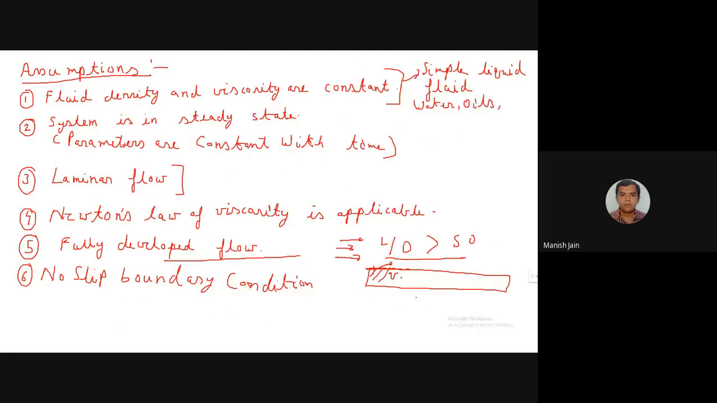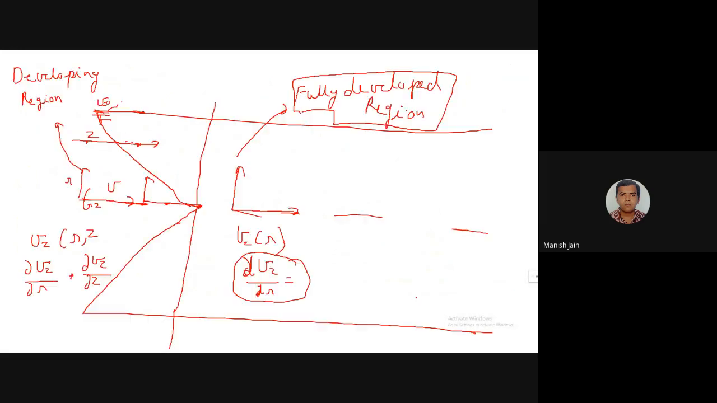So these are the 6 assumptions which are required to solve this problem. After taking these assumptions, now you can solve this problem very easily. Okay, now we will go for the next step. So the assumption is the third step.